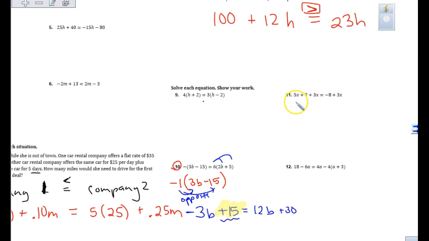As I look at number 11, we should add our like terms on this side. 5x plus 3x. If I'm adding those together, Sage is going to give me how many x's? 8x. Okay, so I'm going to have 8x plus 7 is equal to -8 plus 3x. I now want to remove the smaller x from both sides. Daniel, I'll do what? Subtract 3x, subtract 3x on both sides.